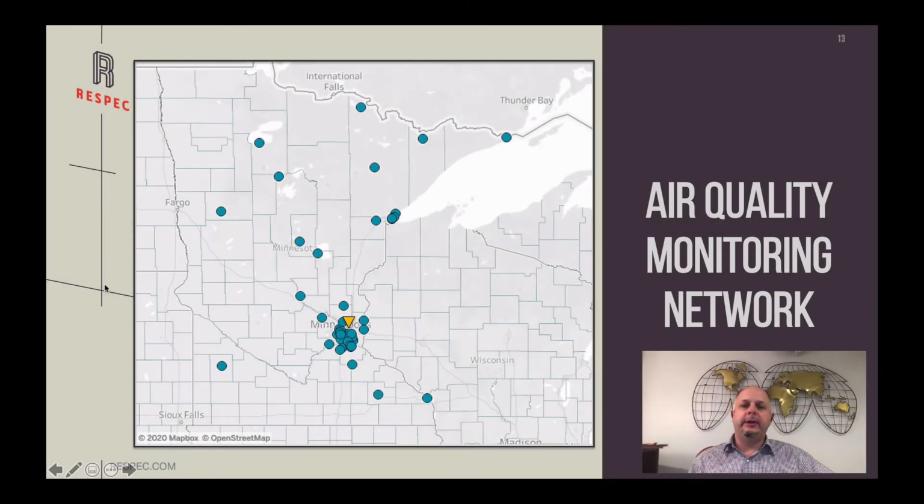So let's talk a little bit about the event and the situation that caused me to want to do a presentation on monitoring and environmental monitoring. So what we're looking at here is the air quality monitoring network for the state of Minnesota, managed by the Minnesota Pollution Control Agency. As you can see, there's a dense set of monitoring stations in the Minneapolis-St. Paul area, and then a number of them scattered around the state.